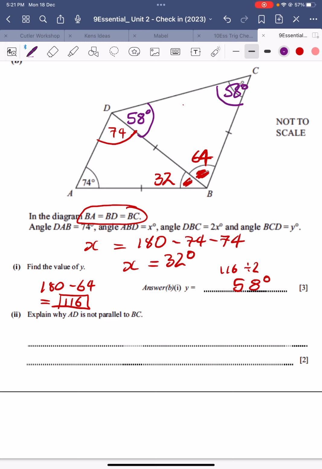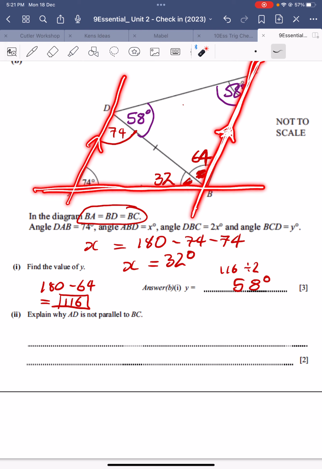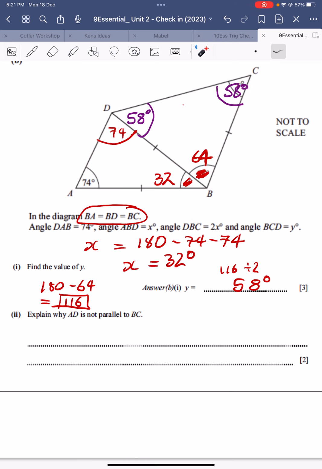And then let's have a look at the last question. Explain why AD is not parallel to BC. So they're asking us to explain why these two lines are not parallel. One of the answers could be if we consider this transversal. If they were parallel, then this angle plus this angle would be co-interior angles, and they would add up to 180.